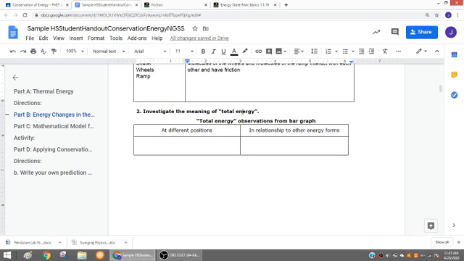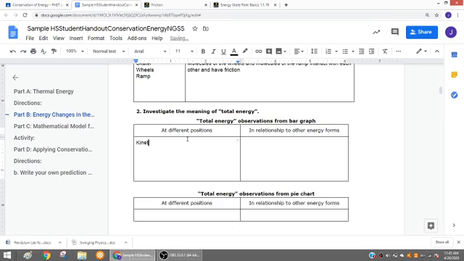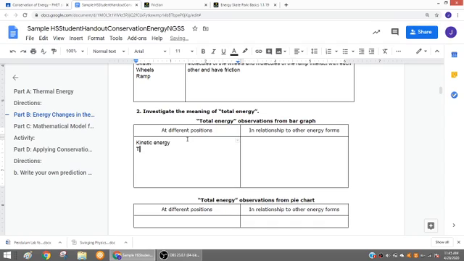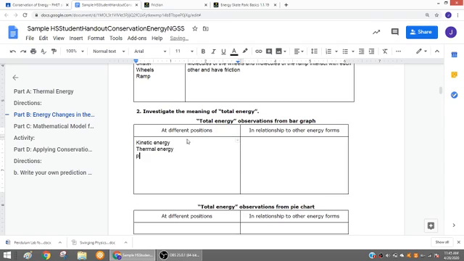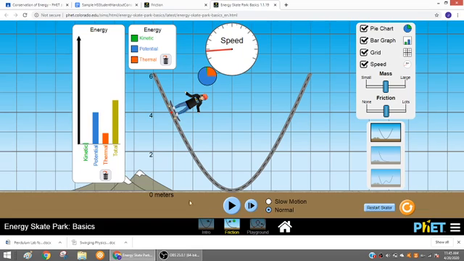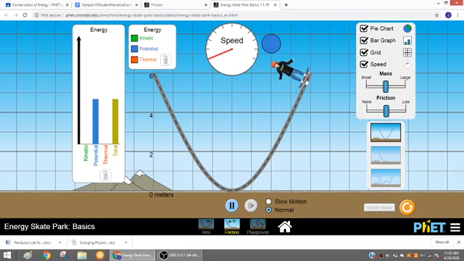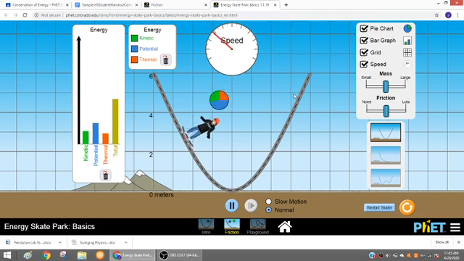Investigate the meaning of total energy. So at different positions, we have kinetic energy, thermal energy, and potential energy. The total energy, according to the bar graph, always equals what? So if you take this skater, put him back up at the top, anytime you pause, this plus this equals that. Potential plus thermal equals total.